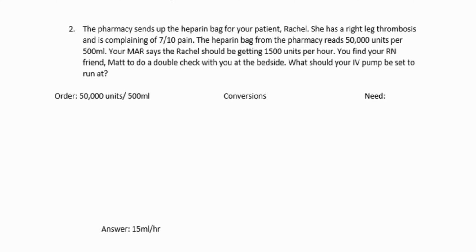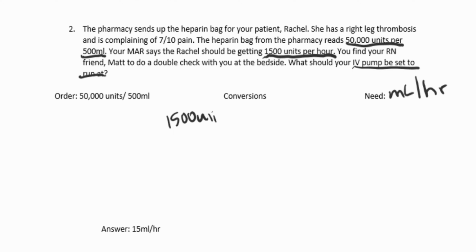So let's start with step number 1. What do we need our IV pump to be run at? So IV pumps always run at milliliters per hour. So we know that's the unit that we're going to end up with. Now let's figure out our order. So we have 50,000 units per 500 ml, and she should be getting 1,500 units per hour. So we know we need to get from 1,500 units per 1 hour, and we need to get to milliliters per hour.